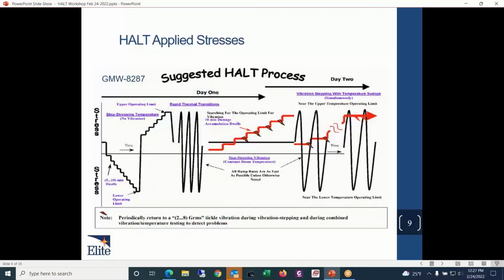So this is a chart of a typical HALT test. We run this pretty regularly at Elite. This is taken from the General Motors GMW 8287 spec, and it's a prescription for probably, I would say, most of our HALT clients. There's not a mil standard HALT specification. There's not an IEC HALT specification. HALT is something that's really tailored to the process.